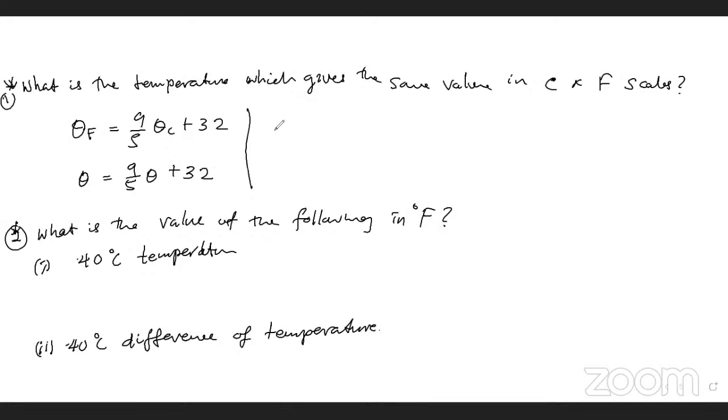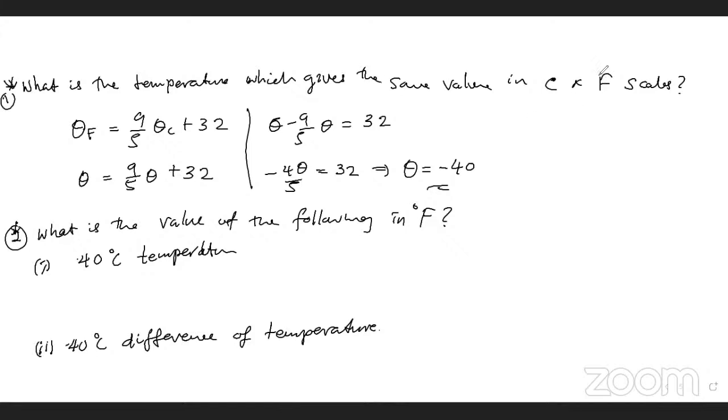Let's simplify. Theta minus 9/5 theta equals 32. Here it is minus 4 theta over 5 equals 32. So theta equals minus 40. So minus 40 Fahrenheit and minus 40 Celsius are equal. You can see the value minus 40 Celsius and minus 40 Fahrenheit. In this case the value became minus 40.